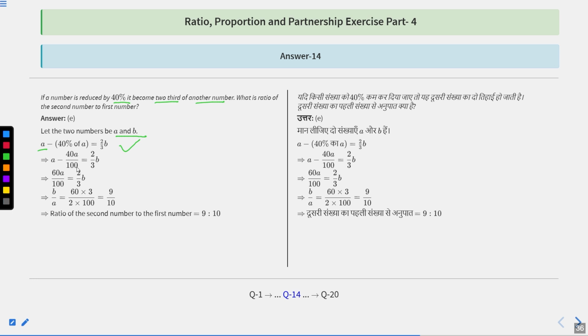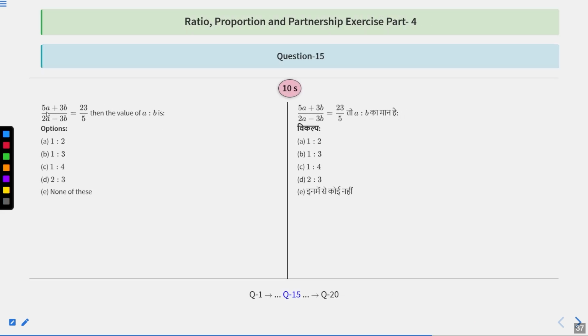Clear? So when we solve it, we get 60A upon 100 equals 2 upon 3 multiplied by B, or we can say 2B upon 3. So B upon A becomes 60 multiplied by 3 upon 2 multiplied by 100, which is 9 by 10. So the ratio of the second number to the first number is 9:10. E is the correct answer. Next one.